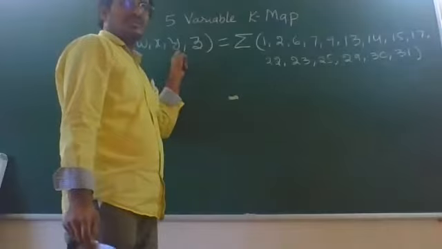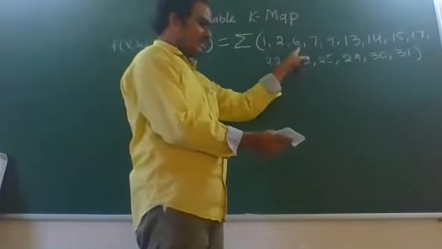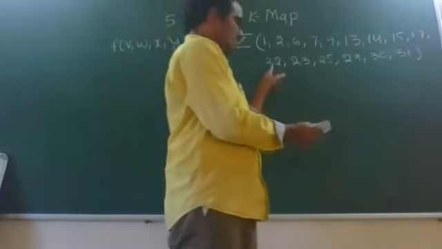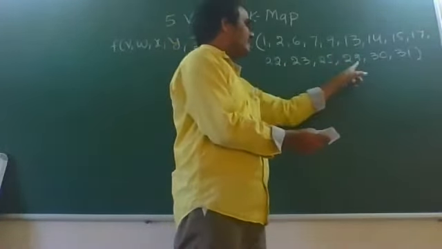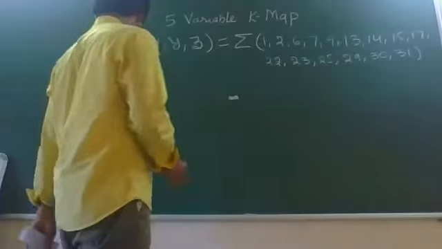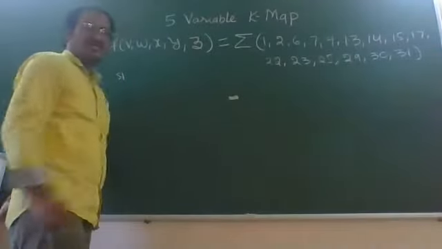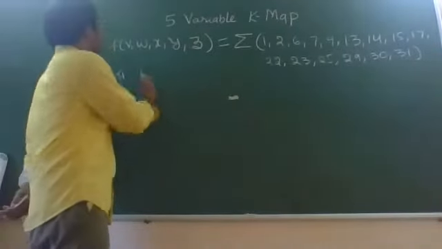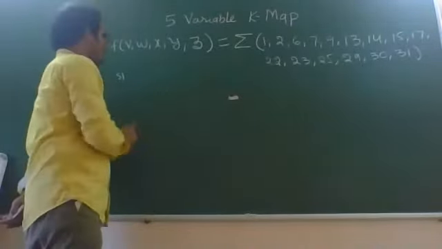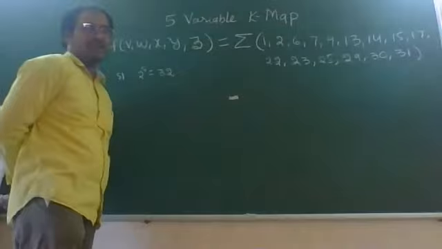So here the switching function is of 5 variables. 2 power 5 is equal to 32 ways. These are the minterms for us. As we have been seeing in the previous problem, the first step in K-map minimization is to identify the size of the K-map. The size of the K-map is identified by knowing the number of input variables. The input variables are 5 for us, so 2 power 5 is equal to 32 cells in the K-map.